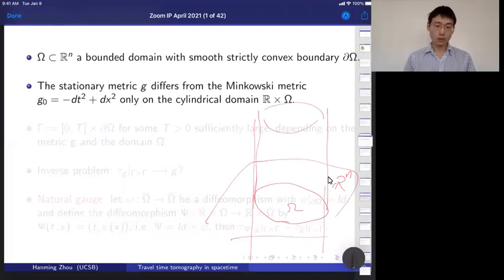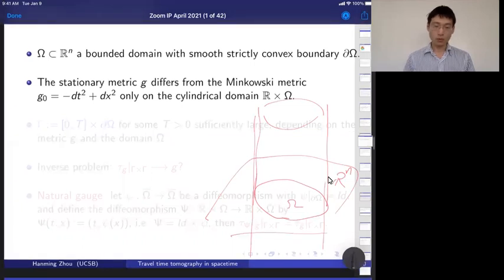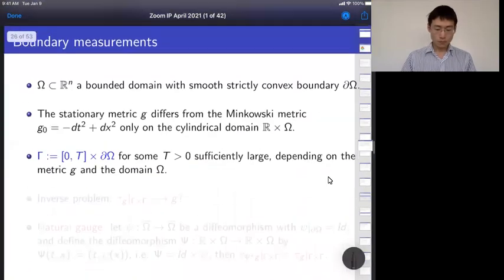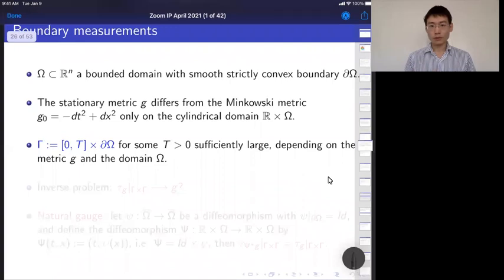So in that we only assume that the metric g is different from the Minkowski metric inside this cylindrical domain. Outside that, it's the same as the standard Minkowski metric. So we will put all our interest mainly in this cylindrical domain. But of course, this cylindrical domain has infinite length.